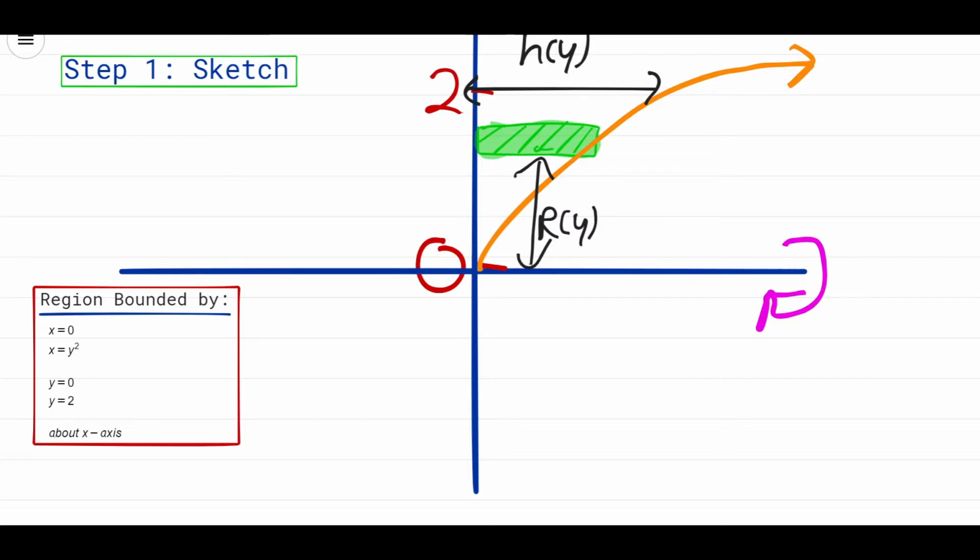Revolves in disk and washer method, it's opposite. So that's the tricky, trivial part about shell method. It's different. It's opposite, basically. It's not different, it's opposite.